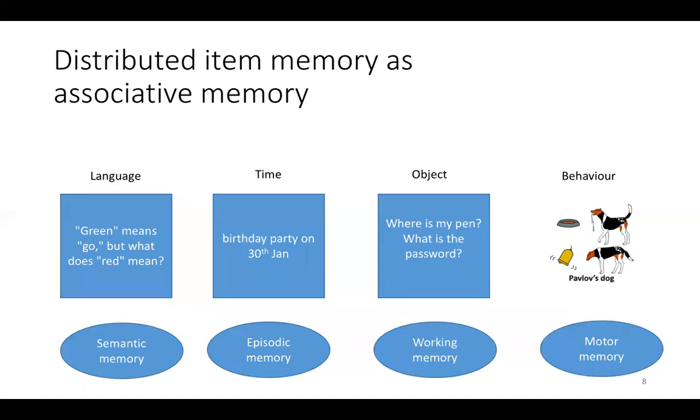Distributed item memory can be viewed as an associative memory, and they are very common in our daily life as well as our daily tasks. For example, in language, you need a kind of associative memory to associate concepts, like the green traffic light means go, and red means stop. And it's often stored in the semantic memory in the human brain. On time, you need some kind of episodic memory to store or to bind the event to the time and the context that the event happened. Or for objects, you store the object, the location, the password of your phone in some form of temporary working memory, and you use this for the current task, or you can store a correspondence or association between the behavior in the motor memory.